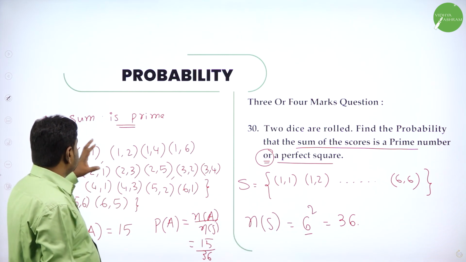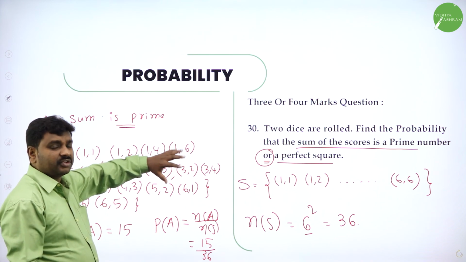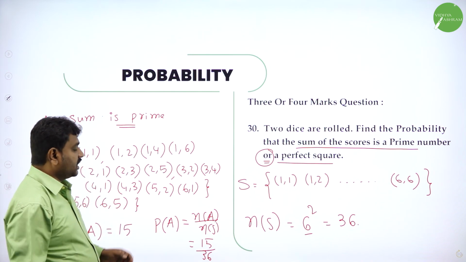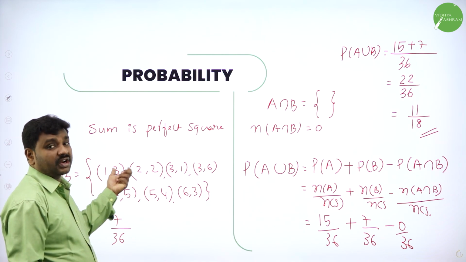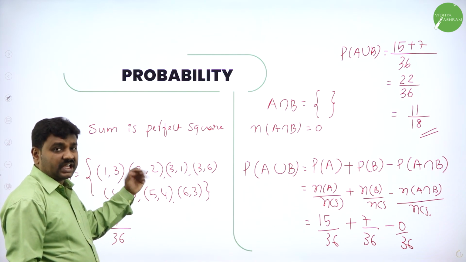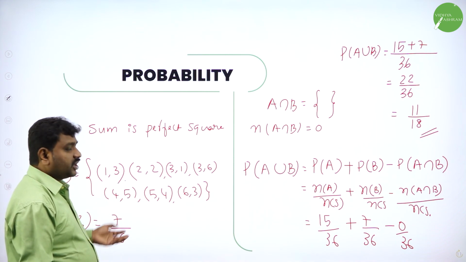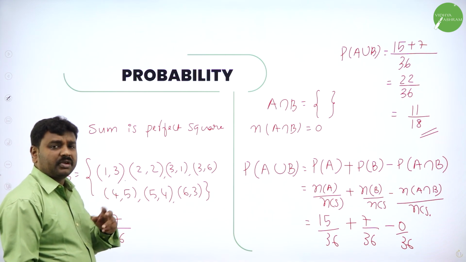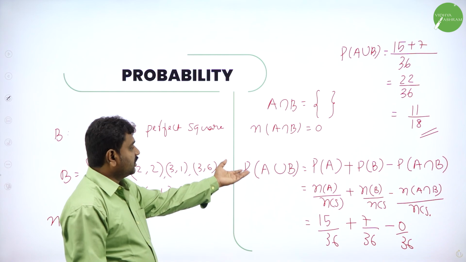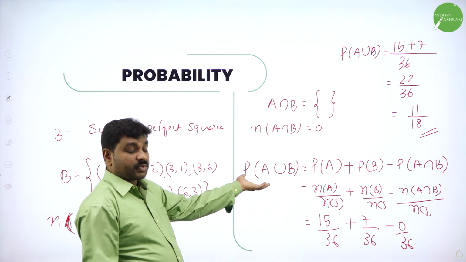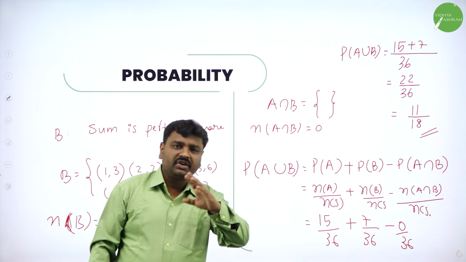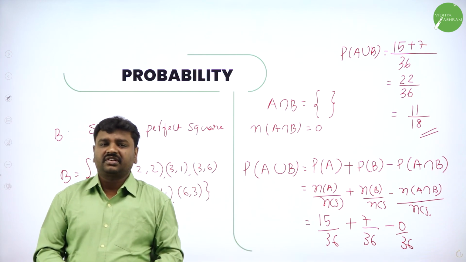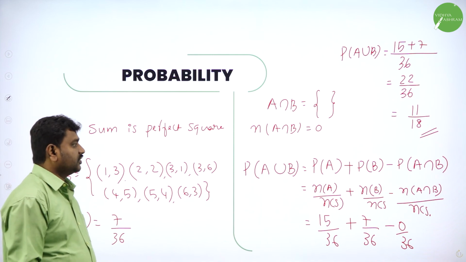And here the sum is a prime number. Pick those whose sum is a prime number, and the sum is an odd number. Next event is the sum is a perfect square. If you add, you should get 4 or 9. 4 is a perfect square, 2 square. 9 is 3 square. So pick them. Then write probability. Probability means what? Favorable by total. P of A means N of A by N of S. And then they want the probability of sum is prime or perfect square. R means union. They want P of A union B. What is P of A union B? P of A plus P of B minus P of A intersection B. I hope all of you got this.